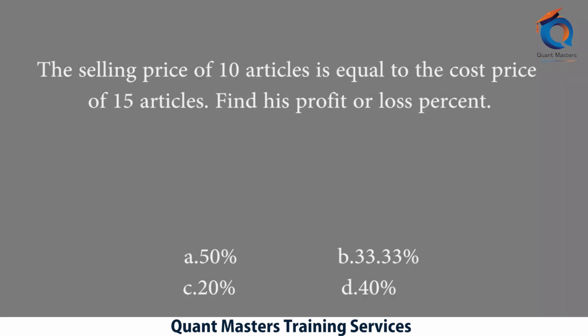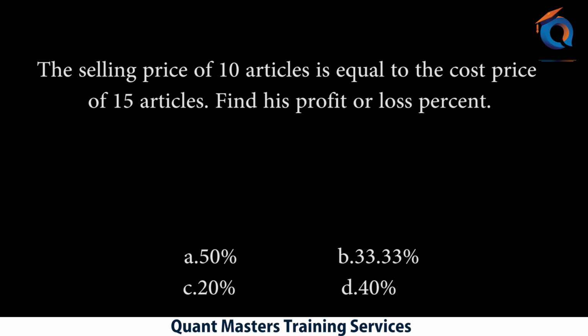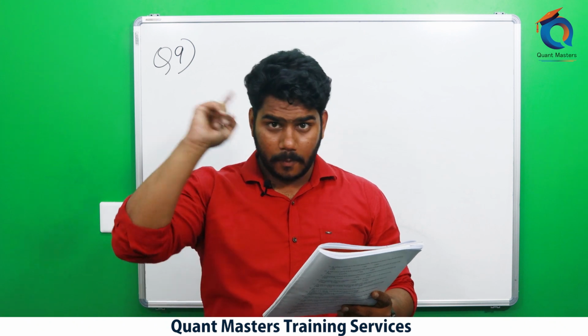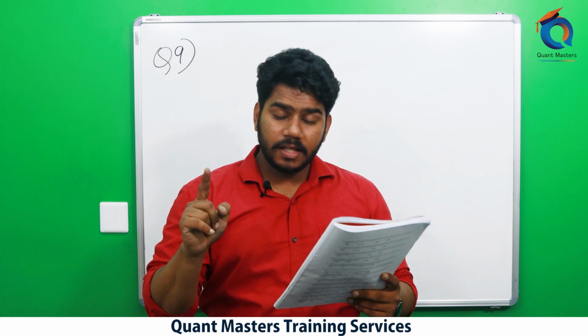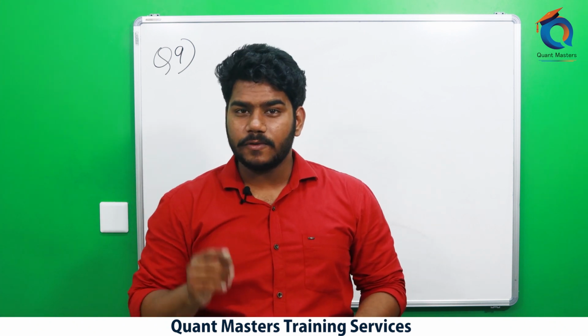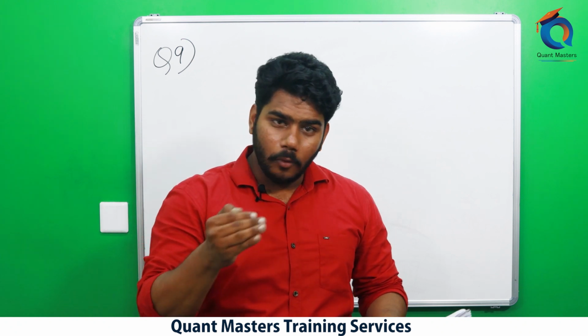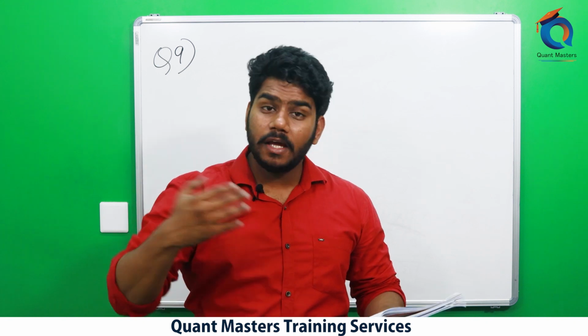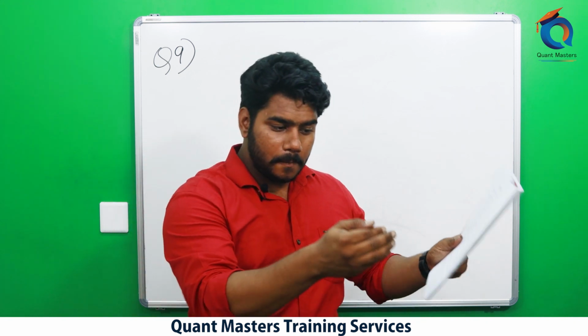Please look. The selling price of 10 articles, which means you are selling 10 articles. Remember this. The selling price of 10 articles is equal to the cost price of 15 articles. Cost price means you are buying. How many articles are you buying? You are buying 15 articles. And in this 15, how many are you selling? 10.